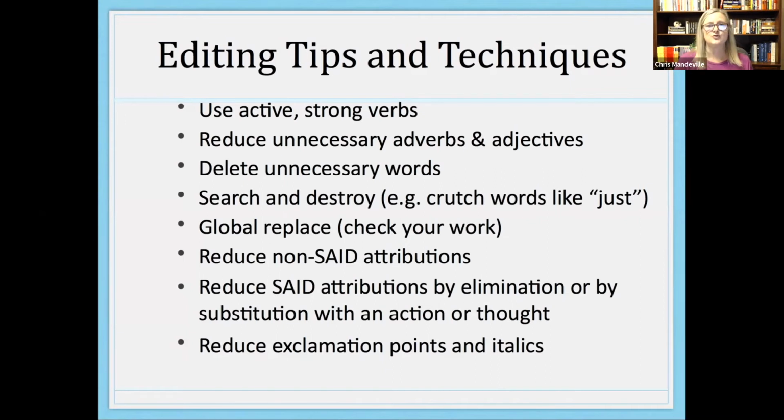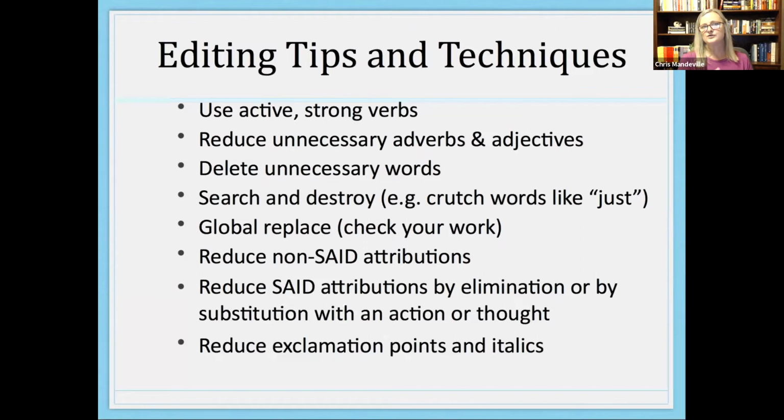So search and destroy is a method where you literally use the search function of your word processor to seek out words you want to delete or replace. Words that you know you repeat too many times, or crutch words that you use when they're not really necessary, like the word really, like the word just. That's one of my crutch words. So I'll do search and destroy and find all the occurrences of just, and I will delete or change every single one of them, except where just is the exact right word.